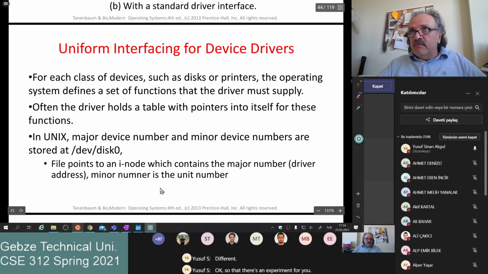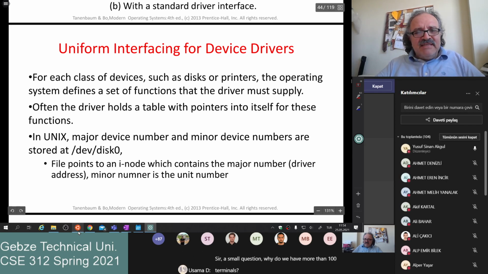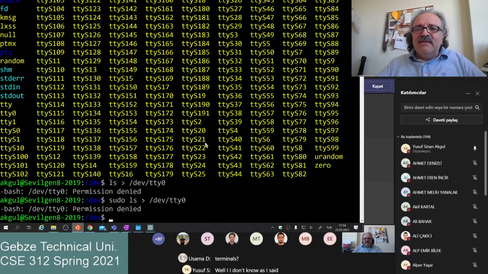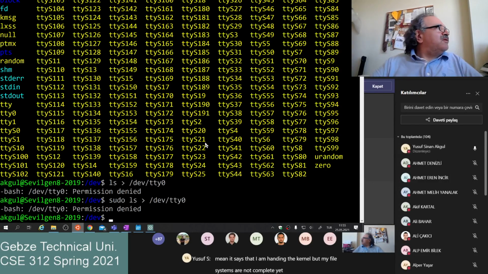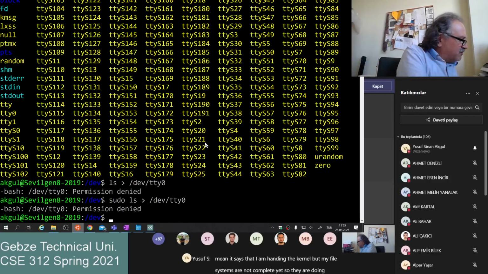Sir, a small question. Why do we have more than 100 terminals? Well, I don't know. As I said, the answer is I don't know. And the second thing is, let's not try to make sense out of this stupid emulation of Linux. Okay, it is not a stupid emulation. I shouldn't say stupid, but it says that I am handling the kernel, but my file systems are not complete yet. So they are doing something that kind of works.